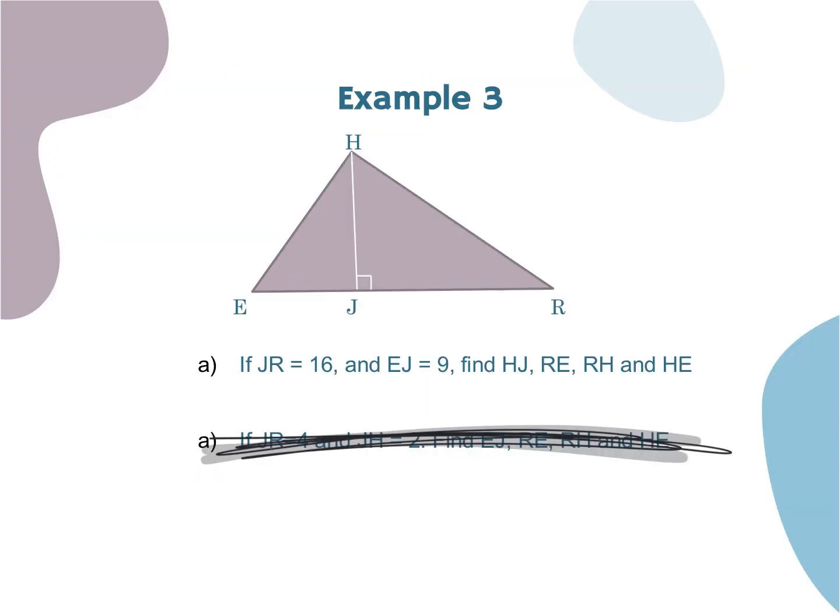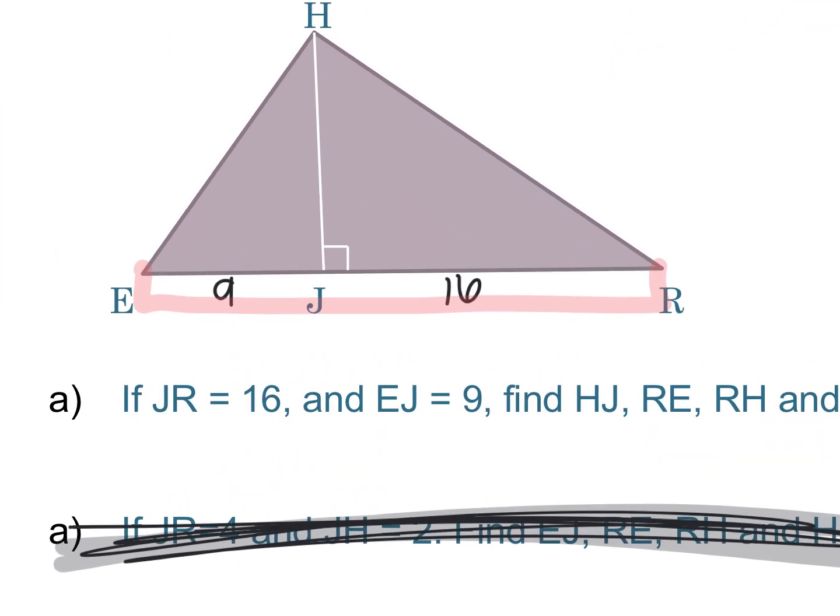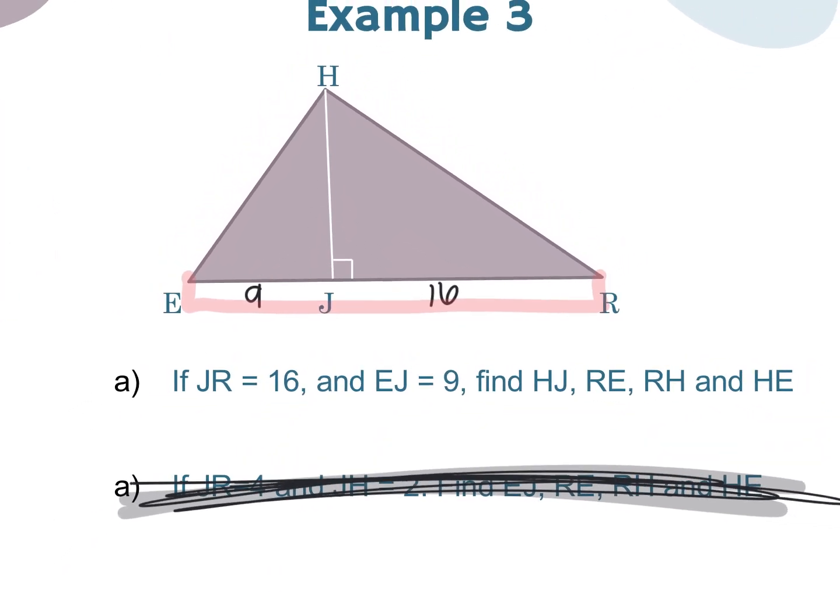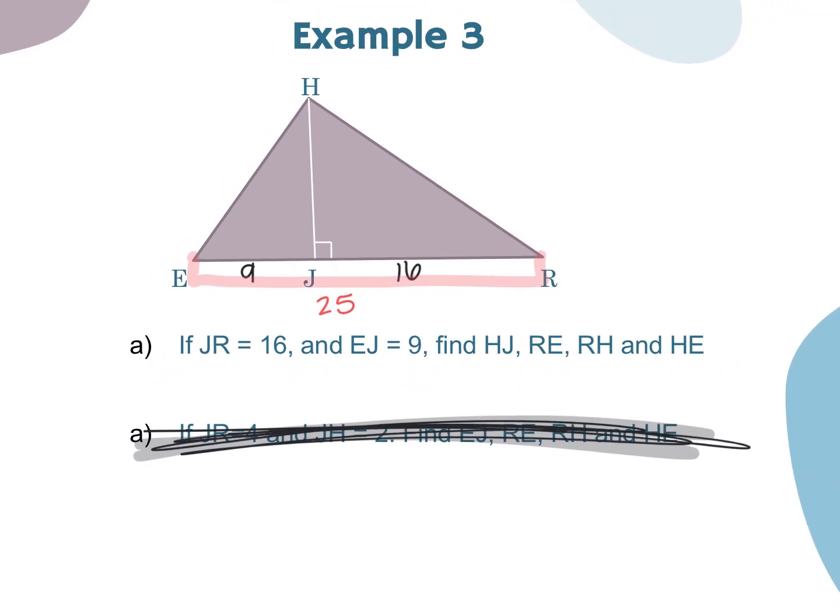All right, looking at example number 3. First thing I want you to do is label what they're giving you. JR is 16, EJ is 9. The first thing that I'm able to find here, the easiest thing I can find, is my hypotenuse. How would I find my hypotenuse? Good, 9 plus 16, and what would I get? 25. So ER, or RE, is 25. That's the easiest thing.